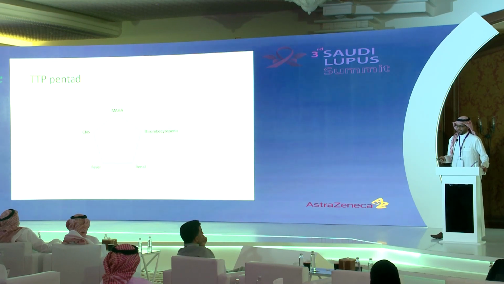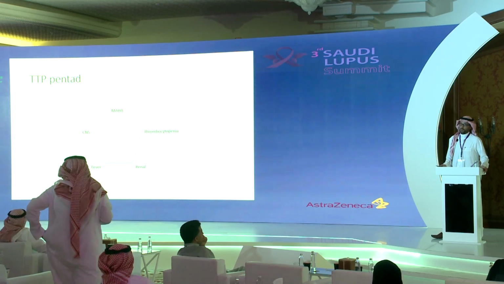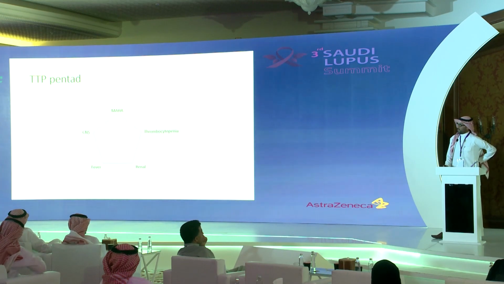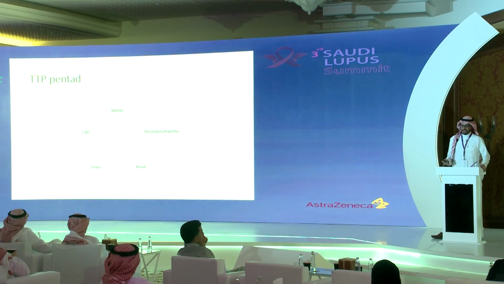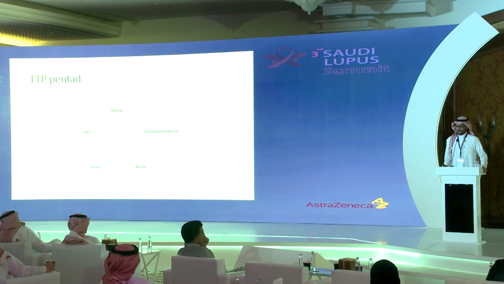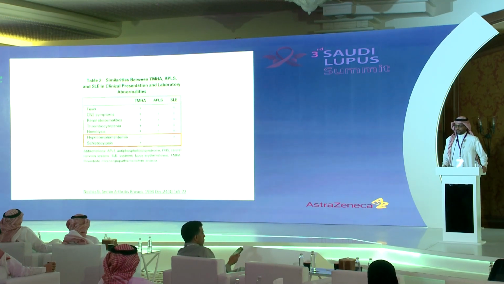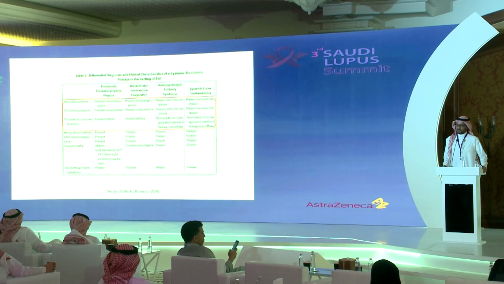So just to remind you, these are the pentad. And if you have a look at it, you would say that all of these things happen in lupus. So you would understand why the diagnosis of TTP may be delayed, because all of these things do happen in lupus. If it happens, it will be a little bit difficult to make the diagnosis unless you actually think of it. So this is just to show you the major differences between the TMAs and lupus. As you can notice, these are the most important things: the presence of the schistocytes and the hypocomplementemia that differentiate between these diseases.